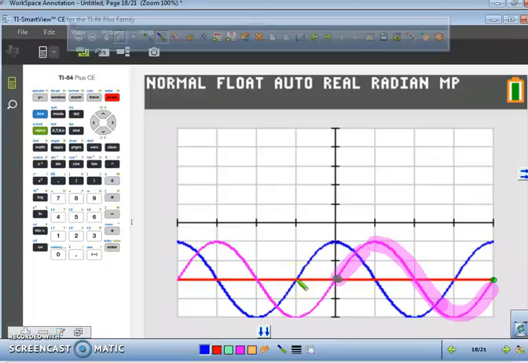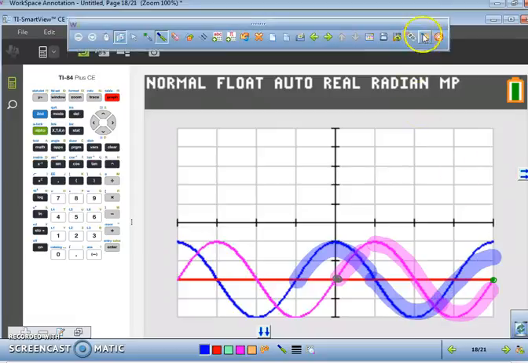You shifted over how far? Look at the blue. What does it shift over? It started here and it shifted over how far? Negative pi over 2. That's the distance.